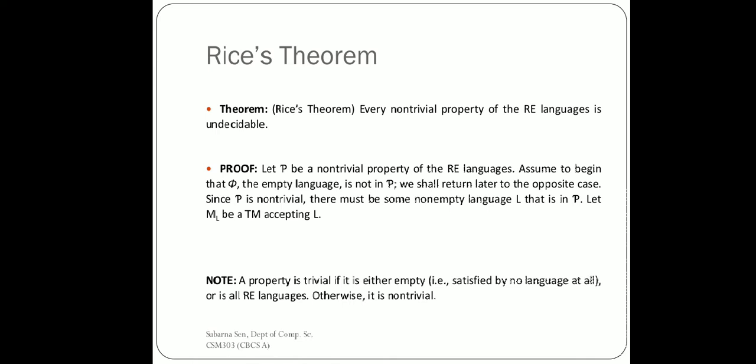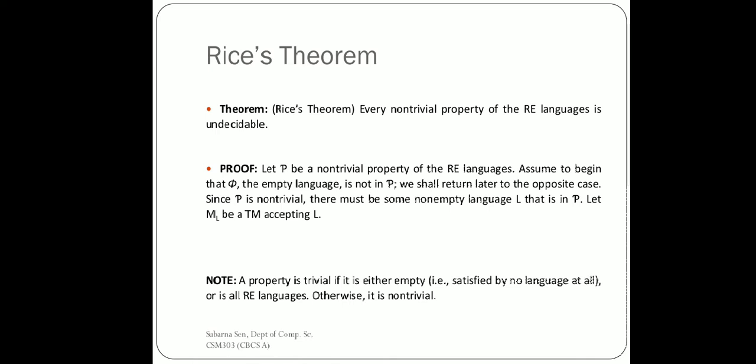Now what is a non-trivial property? Just look at the footnote of the slide. A property is trivial if it is either empty, that is, satisfied by no language at all, or is satisfied by all recursively enumerable languages. That means all those properties which either come up with an empty language, that is, not accepting any language, or whatever languages it is accepting all fall under the category of recursively enumerable languages. If it is not, then it is called a non-trivial property of the RE language. Now the properties which are non-trivial are undecidable.